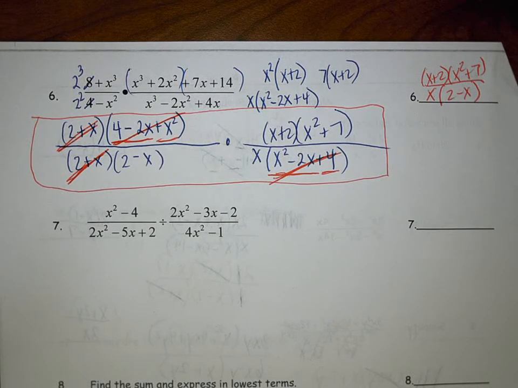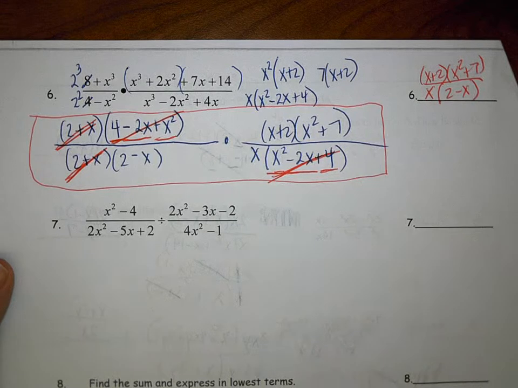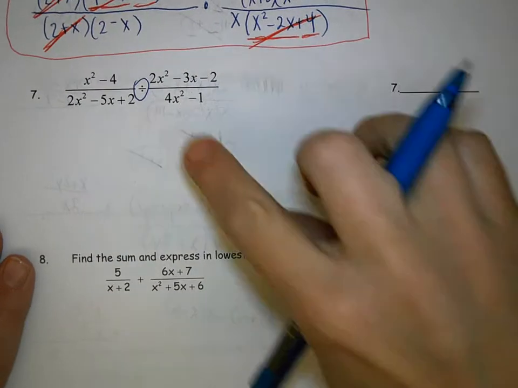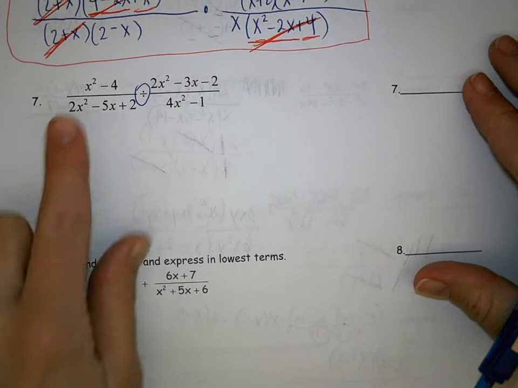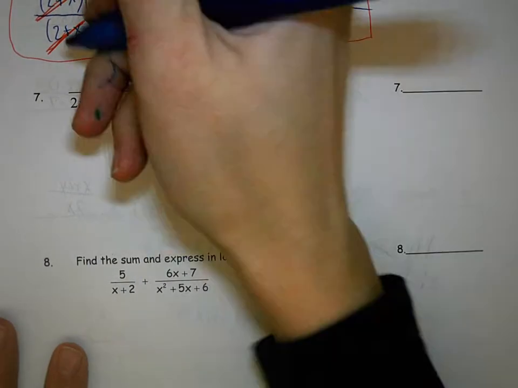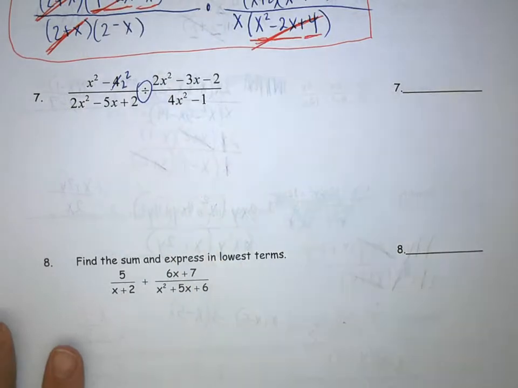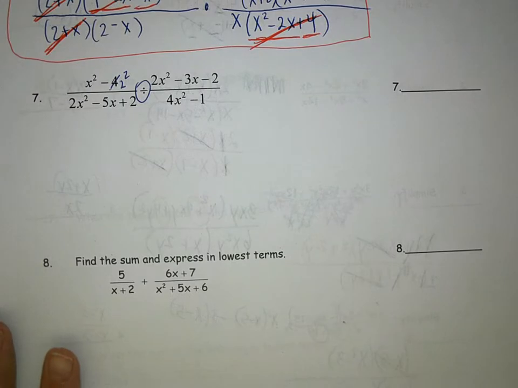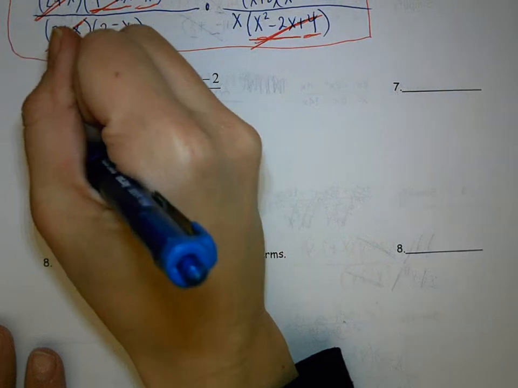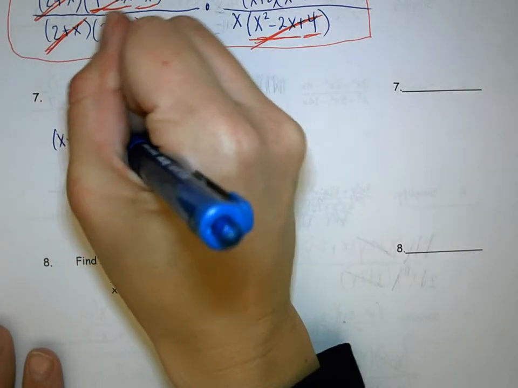We're good? All right, 7. This one is division, which means what? We're going to end up flipping the second and changing to multiplication. So we'll start factoring here. So x squared minus 4, what am I going to do with that? Good, difference of 2 squares. So it'll be x minus 2, x plus 2.